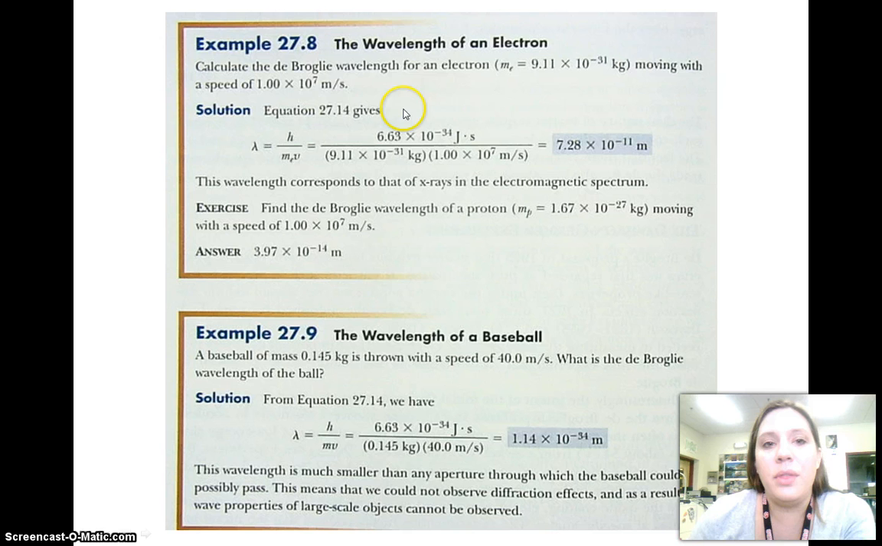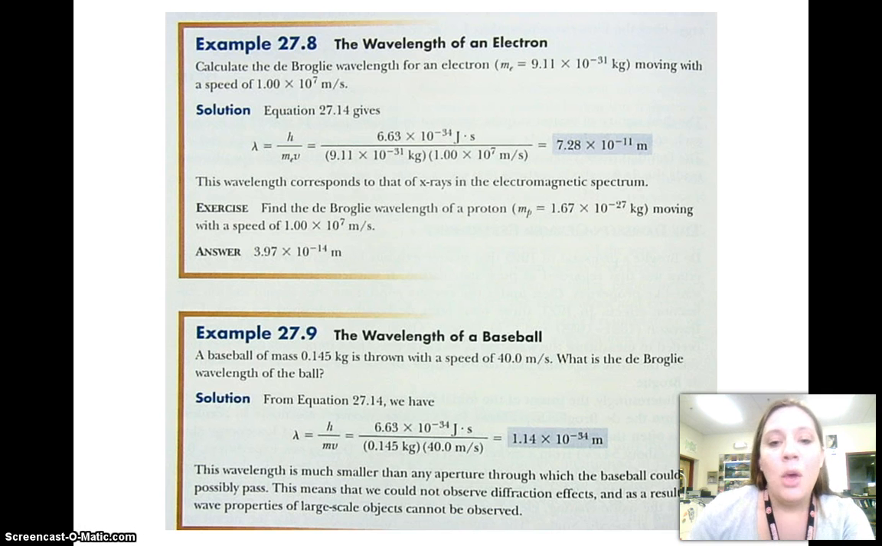Okay, so the top example is looking at the wavelength of an electron. Okay, so this is experimentation that was done, and it was measurable. So here's the mass of an electron. Let's say the electron is moving at 1 times 10 to the 7th meters per second. So if we wanted to solve for the de Broglie wavelength, we just use Planck's constant divided by mv. Okay, now again, we have velocity, so we need to be using Planck's constant in joules. And so we get the de Broglie wavelength for an electron to be 7.28 times 10 to the negative 11th meters.